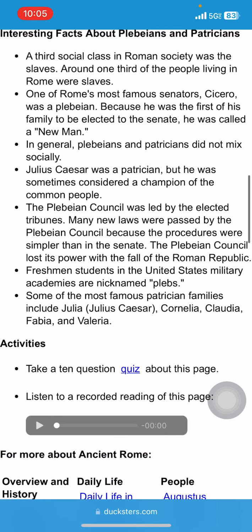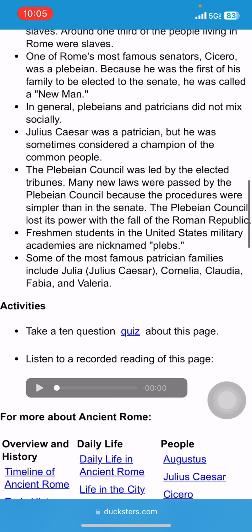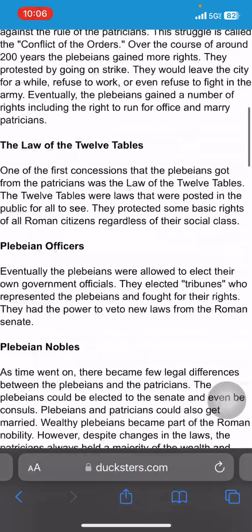It says Julius Caesar was a patrician, but he was sometimes considered a champion of the common people. The plebeian council was led by the elected tribunes. Many new laws were passed by the plebeian council because the procedures were simpler than in the Senate. The plebeian council lost its power with the fall of the Roman Republic. So eventually they came into power.